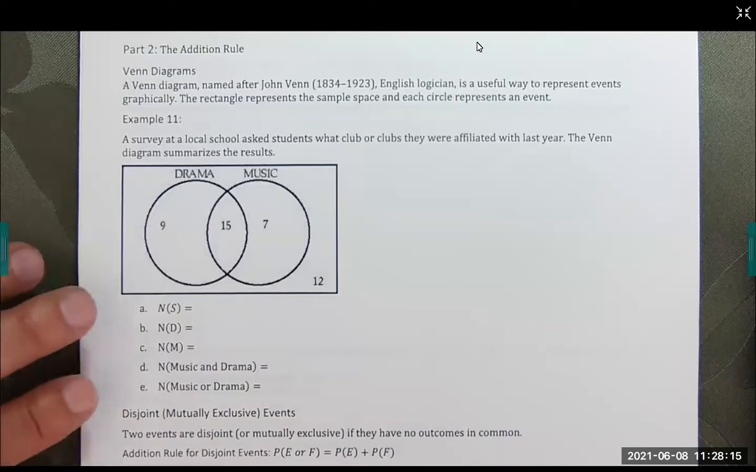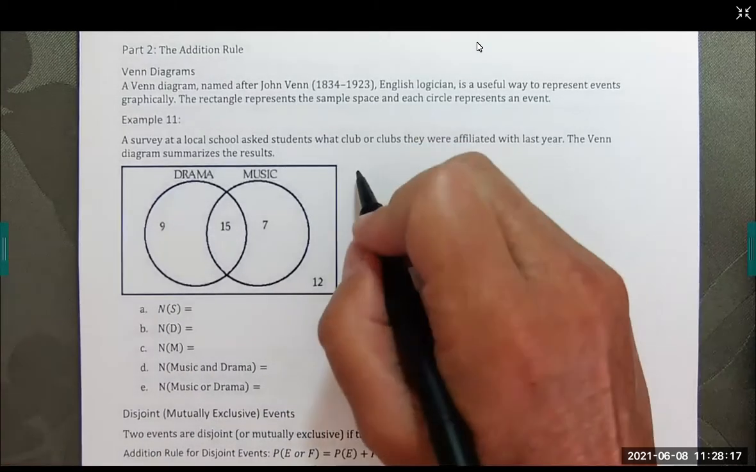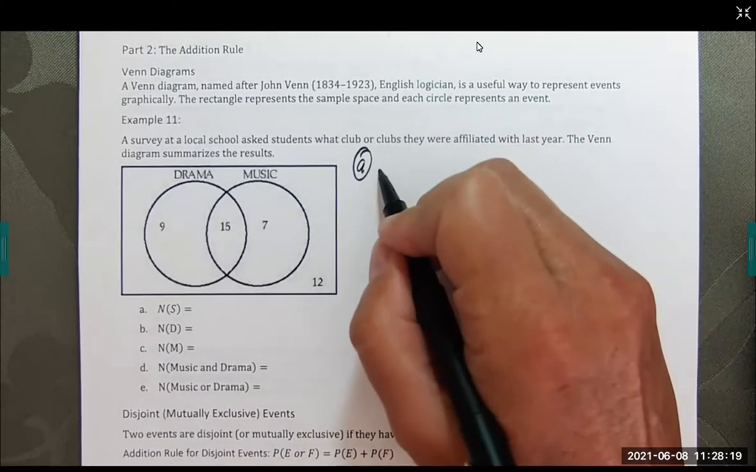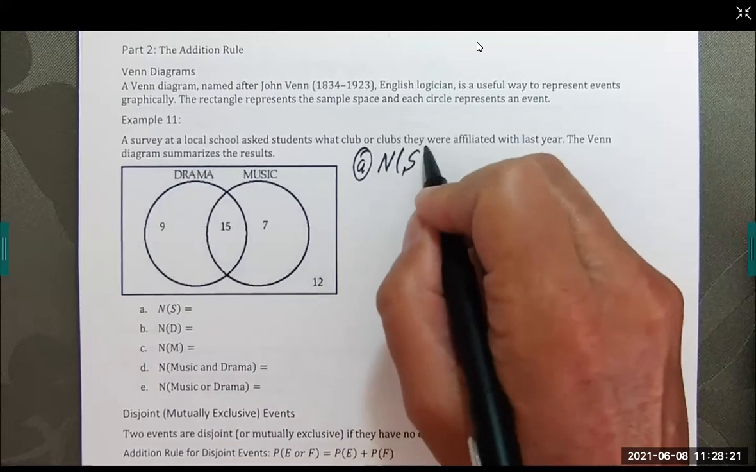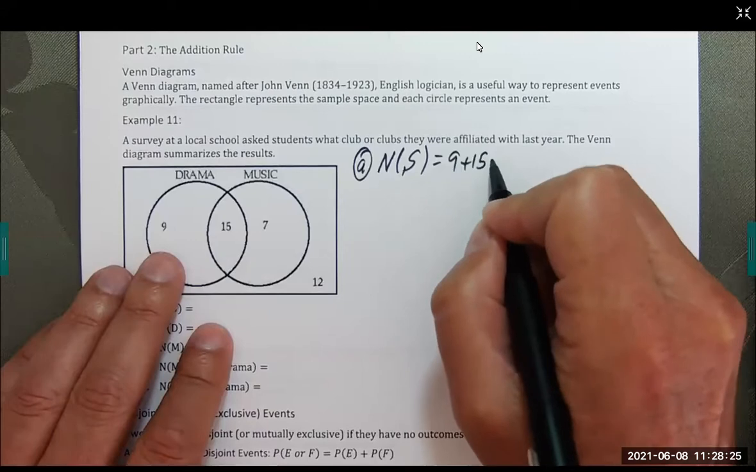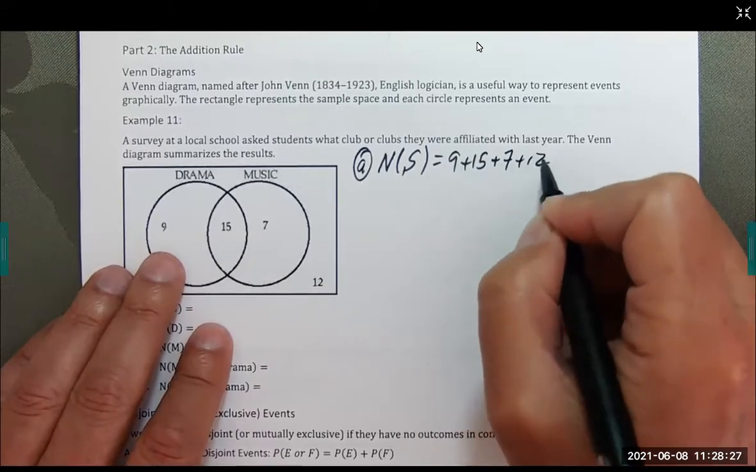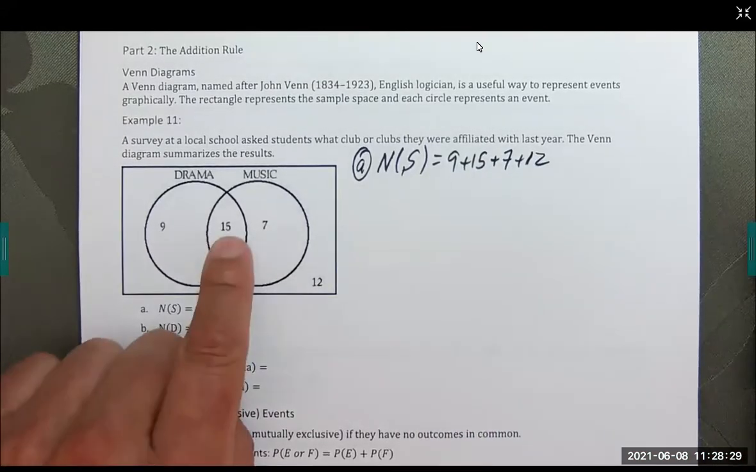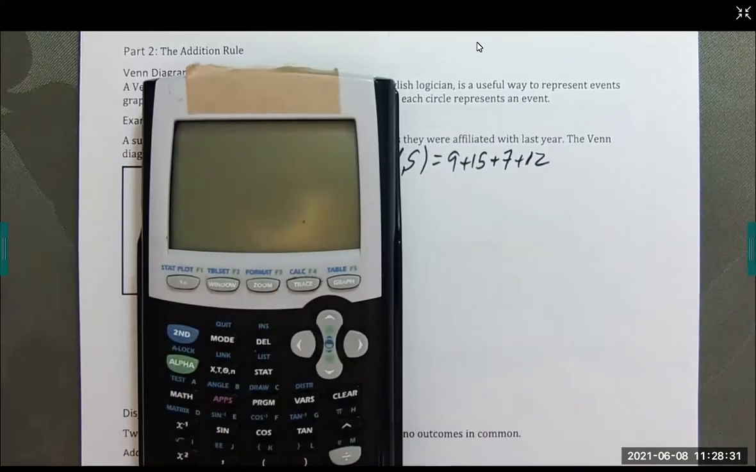So let's answer our questions here. Part A says, what is the entire sample space? How many students are in the entire sample space? Well, that's going to be 9 plus 15 plus 7 plus 12. That's going to be the entire sample space. Notice I don't want to double count the 15. So 9 plus 15 plus 7 plus 12. Sample space of 43.